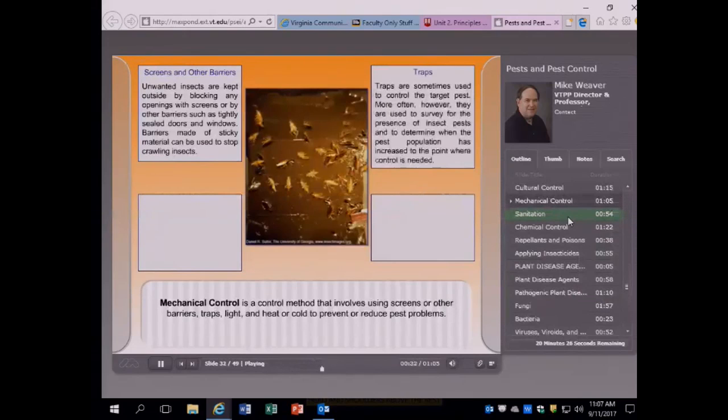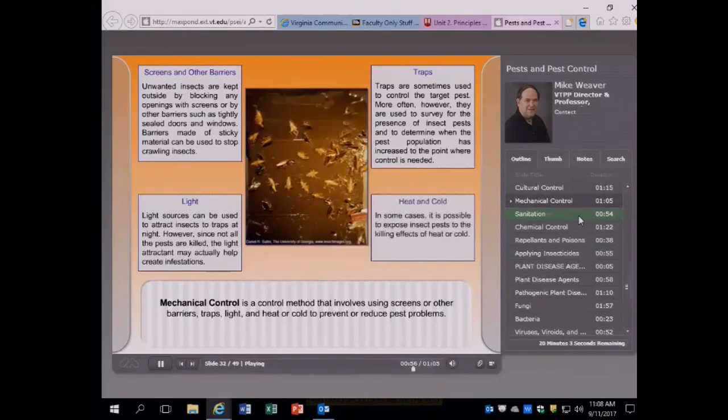Traps are sometimes used to control target pests. More often, however, they are used to survey for the presence of insect pests and to determine when the pest population is increased to a point where control is needed. Light. Light sources can be used to attract insects to traps at night. However, since not all pests are killed, the light attractant may actually help create infestations. And heat and cold. In some cases, it's possible to expose insect pests to the killing effects of heat or cold.